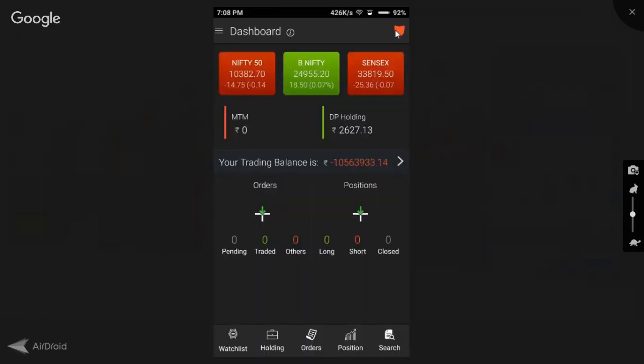Now, below that is my M2M and DP holding. So M2M basically means mark to market and DP holdings means what my holdings are in my demat account. Mark to market is basically if I bought something for like 10 rupees and it goes up by 5, let's say it's now become 15, so my M2M is 5. All right, so any questions so far from what you have heard right now?